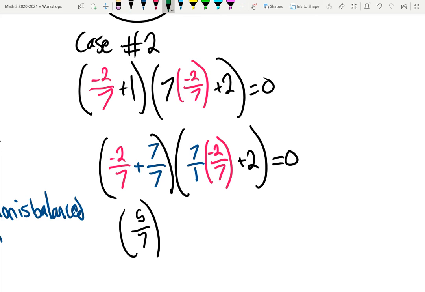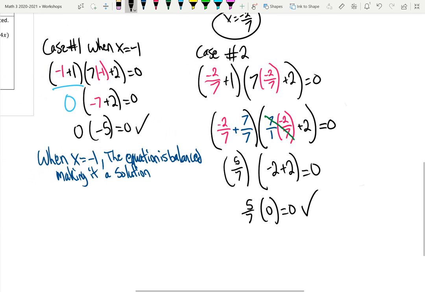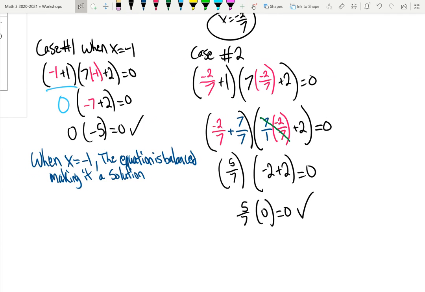A shortcut you might have learned is that because 7 divided by 7 is just going to be 1, I can cross them out, therefore revealing negative 2 over 1. Negative 2 plus 2 equals 0. 5/7 times 0 equals 0. Both of these are valid solutions. Notice what happens when x is negative 2/7. The equation becomes balanced, making it a solution.